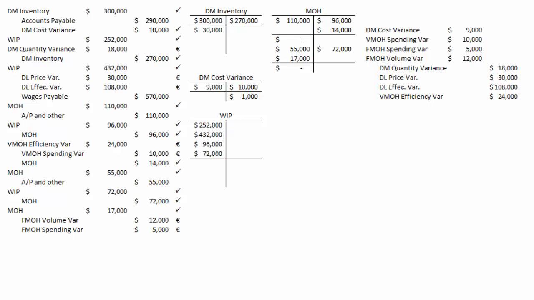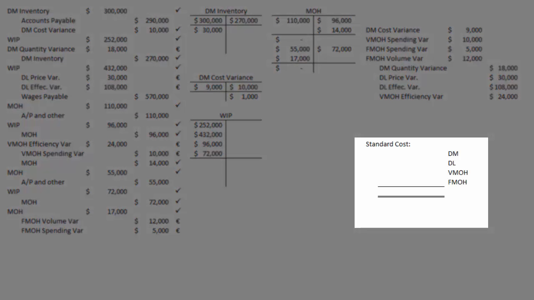The next thing that we need to do that we haven't done yet is move everything from work in process into cost of goods sold. But before we do that, I just want to talk about what the standard cost of each unit is one more time. So I've created a little standard cost table where we can go through it one more time, each item one at a time. Direct materials is 3.5 yards per suit times $6 per yard, so that's $21. Direct labor is 2 hours per suit times $18 is $36.